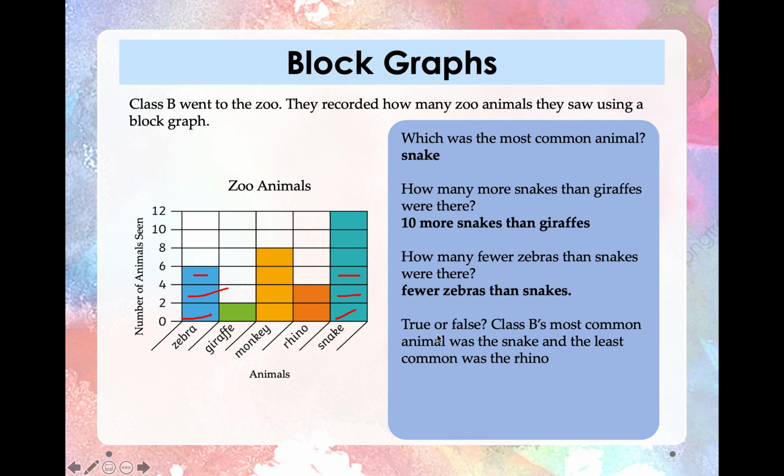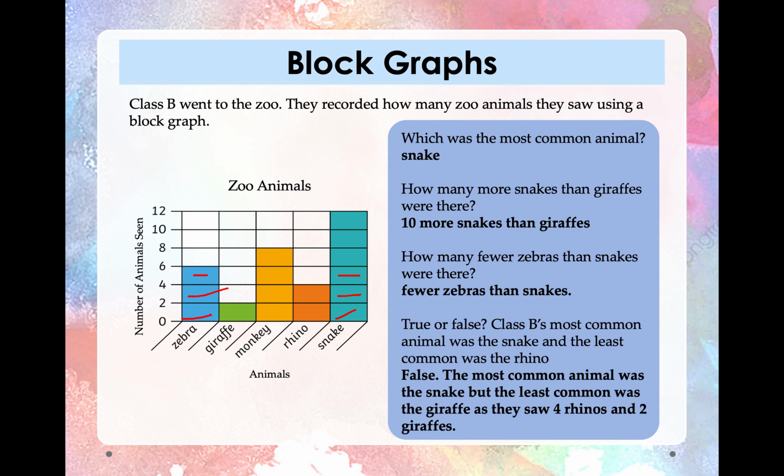So the next question is true or false? Class B's most common animal was the snake and the least common was the rhino. If you've guessed that the answer is false, well done. The most common animal was the snake, but the least common was the giraffe, as they saw 4 rhinos and only 2 giraffes.